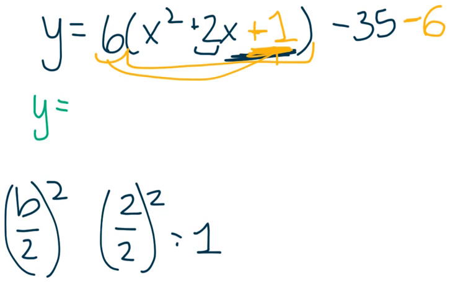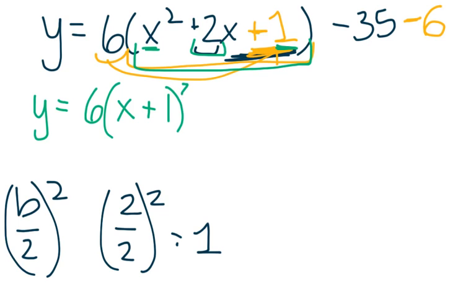We have y equals 6 times, and you can see this is a perfect square trinomial. We have an a squared term, a b squared term, and this coefficient equals 2ab. So this is going to turn into (x plus 1) squared. And then we have negative 35 minus 6, which equals negative 41 over here. And so we created a perfect square trinomial.